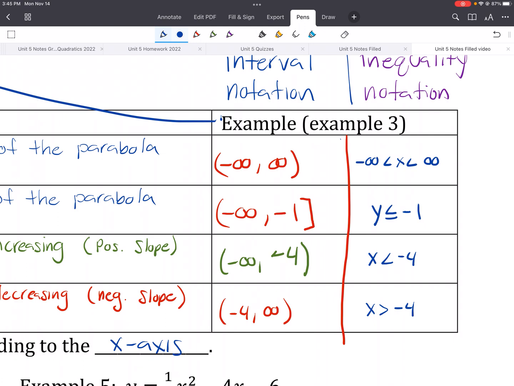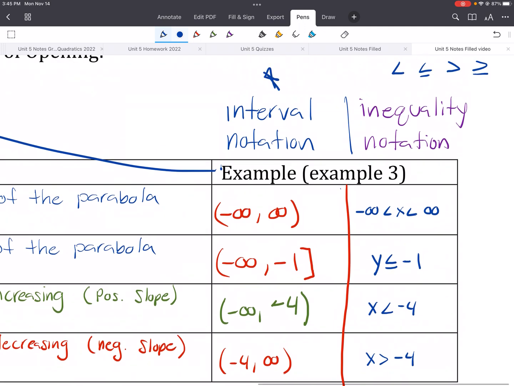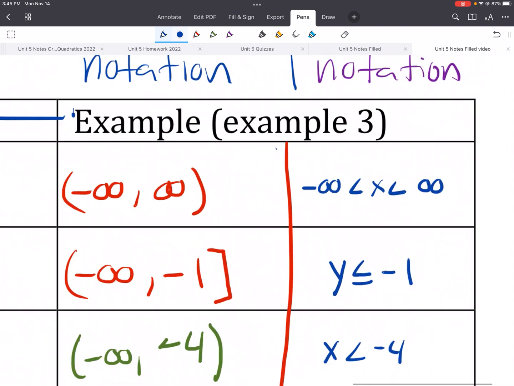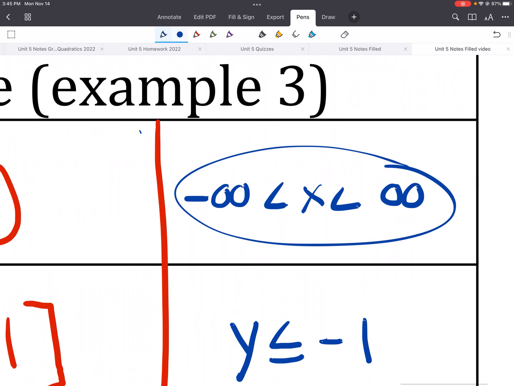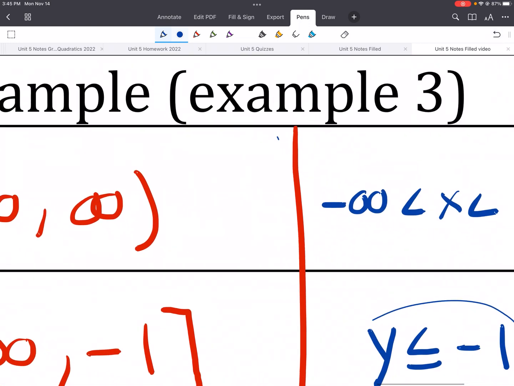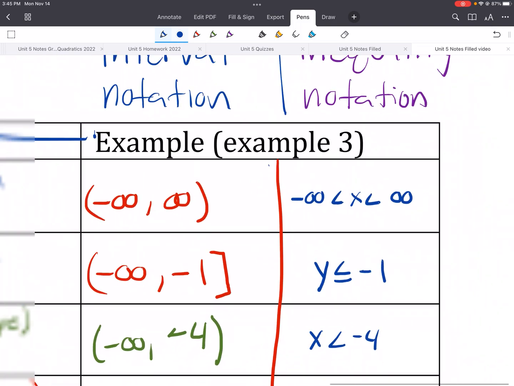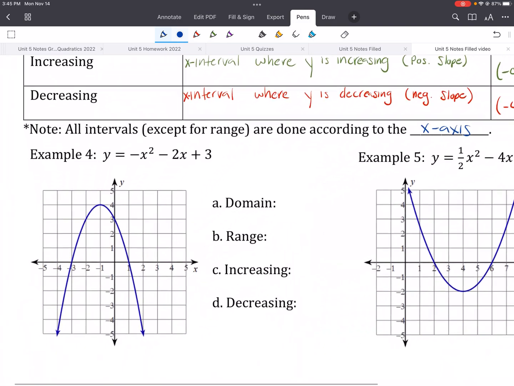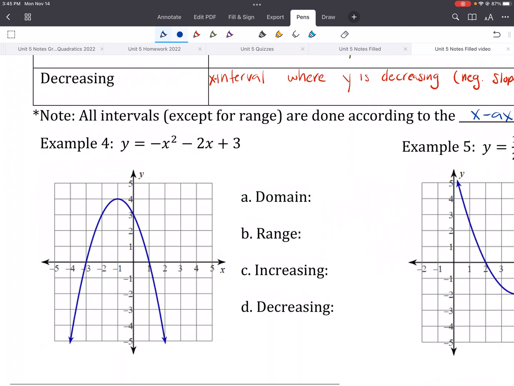The majority on your homework and your test, I would focus more on the interval notation, but be aware of inequality notation, okay? If you were to see something like this, what does that mean? Or something like this, what does that mean? All right, so let's do a couple examples real quick and see what you think. Feel free to pause if you want.